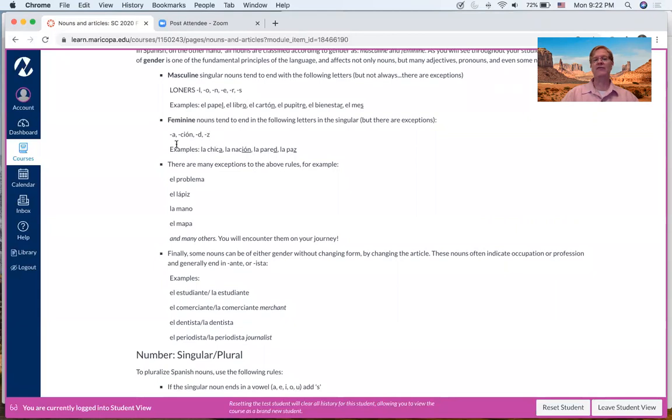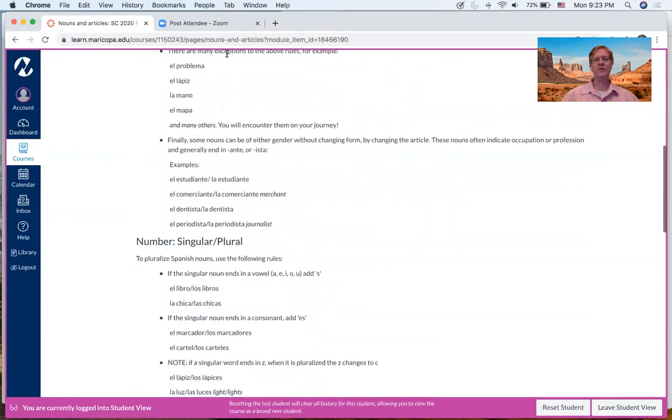Feminine nouns can be identified often by the ending a, sion, de, and z, zeta. For example, la chica, la nación. Again, there are exceptions. So these are just general rules that you can use at the beginning. Eventually, you will learn the gender of a noun for every noun that you learn. Every new noun that you incorporate into your active vocabulary will come into your usage with the appropriate gender.